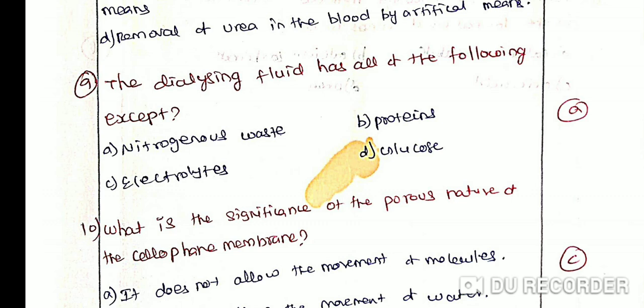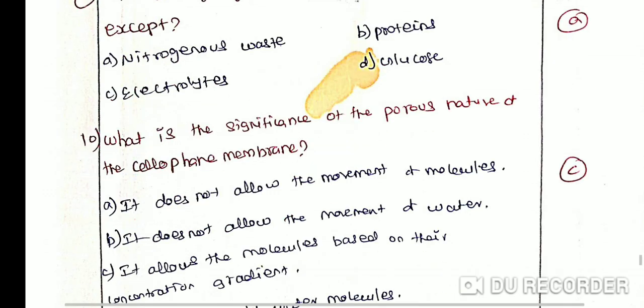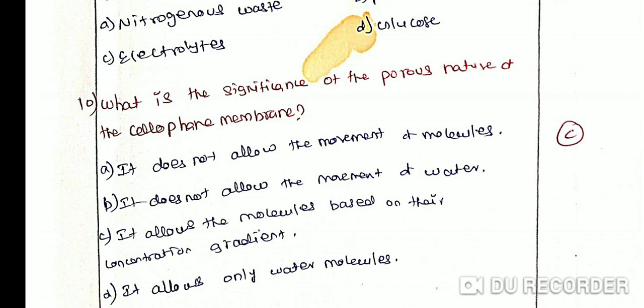The dialysing unit, after the addition of an anticoagulant like heparin, contains a coiled cellophane tube surrounded by the fluid which has proteins, electrolytes and glucose almost the same as the plasma, except for the fact that it does not have nitrogenous waste. Next question: what is the significance of the porous nature of the cellophane membrane?